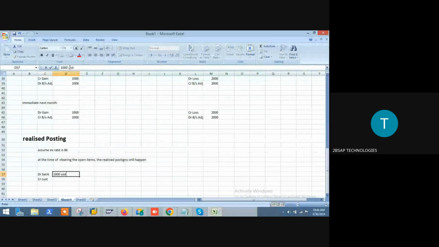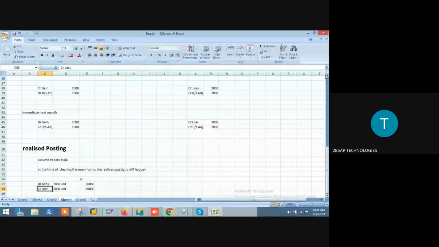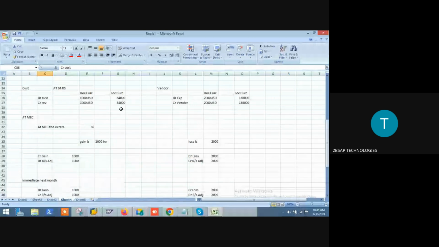USD. Customer 1000 USD. What is the value here in terms of LC, local currency? 86,000. Correct, sir? Customer also 86,000. You just observe this customer line item here, and when you posted your invoice, at the time of invoice posting, what is your customer local currency value? 86,000. Is it matching at the time of clearing? Is the value matching with your local amounts? That is what you need to observe, sir.